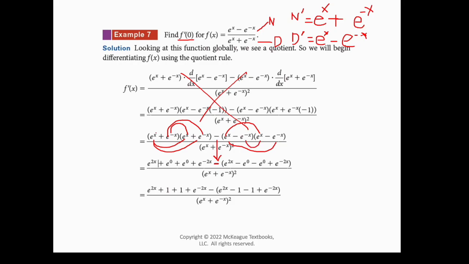Then I take e to the -x times e to the x. That gives me e to the 0. And then the last one, I take e to the -x times e to the -x. That's going to give me e to the -2x with a positive because it's a negative times a negative. So then we have to distribute the minus, and then we can also simplify: e to the 0 is 1.